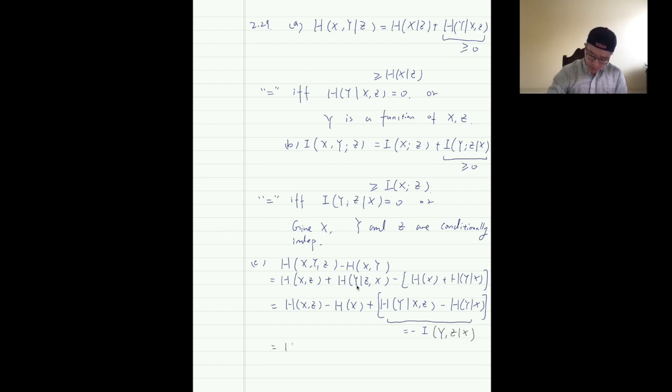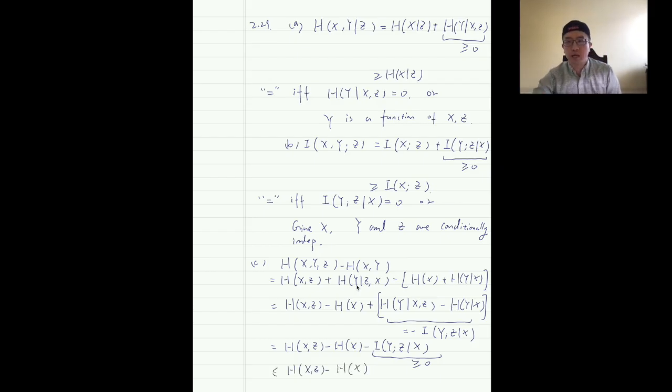Therefore, we have this given x, okay? And clearly this is bigger than or equal to 0, right? Therefore, we say this is less than or equal to xz minus hx, okay? And the equality sign will hold if and only if this guy is 0, okay? So the equality sign will hold if and only if this mutual information is 0, right?